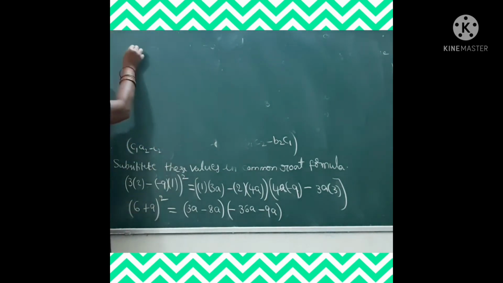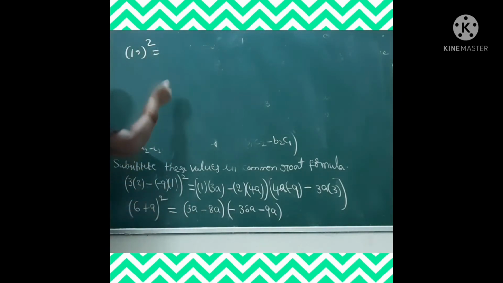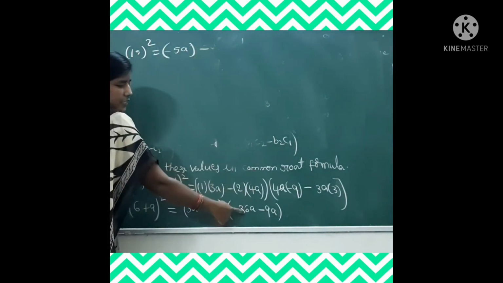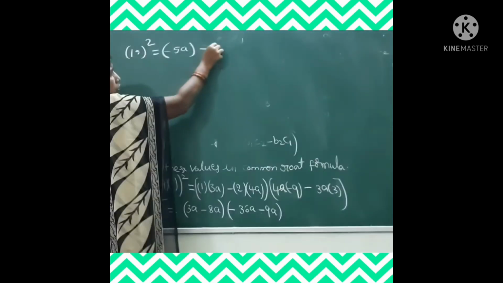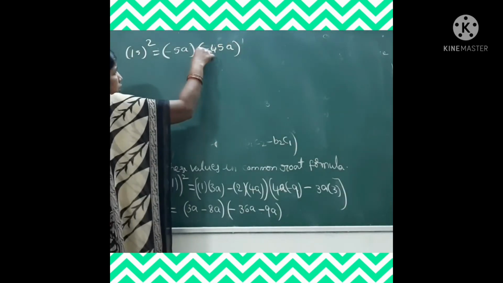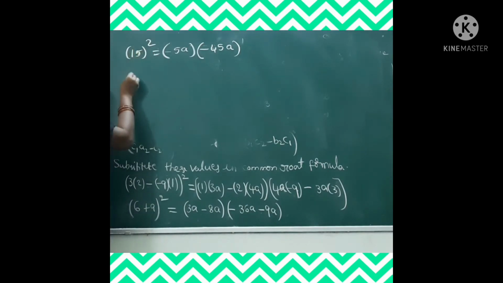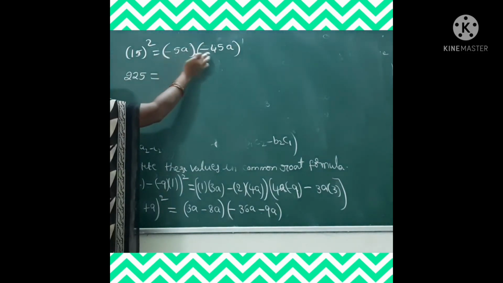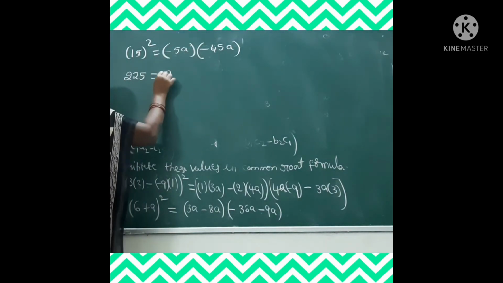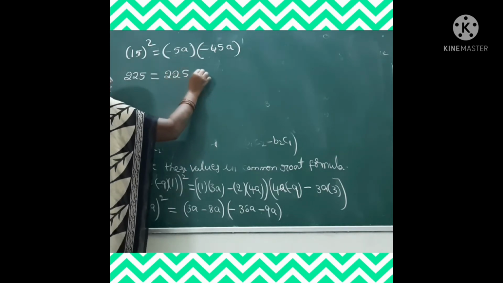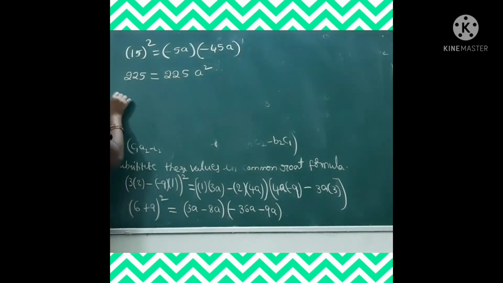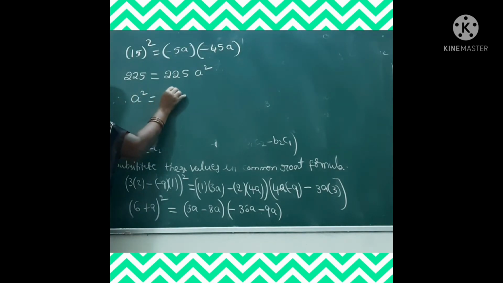See here, this one is 15 whole square is equal to 3A minus 8A means minus 5A into here minus 36A minus 9A. So we get minus 45A. Okay. Here 15 whole square means 225. That is equal to minus into minus plus 45 into 5 means 225. Okay. Now, therefore, A square is equal to 225 by 225.